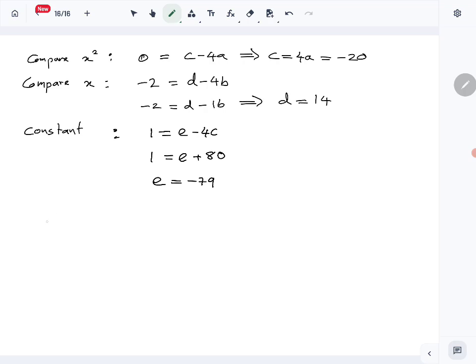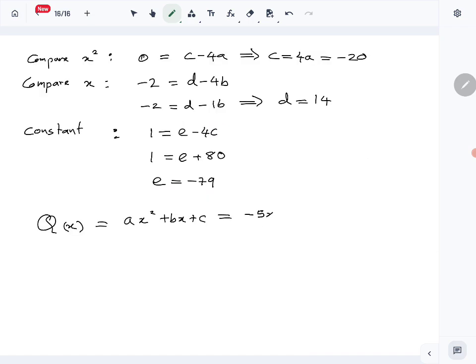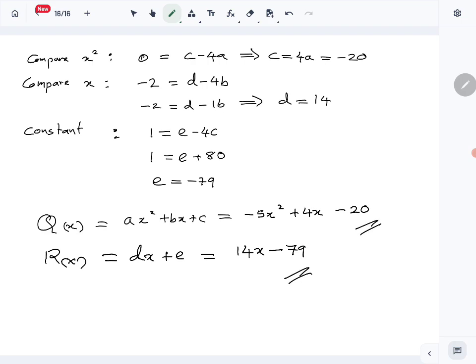So now we can write down the quotient and the remainder. Quotient is ax squared plus bx plus c. What is a? Minus 5, b is 4. So minus 5x squared plus 4x. C is minus 20, right. And what is the remainder? dx plus e, so 14x minus 79. So that is how you do this question without long division.